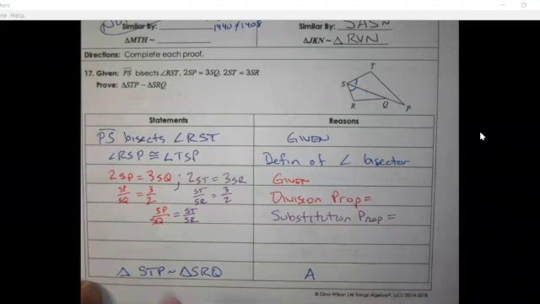And what that gives me is 2 pairs of sides, SP and SQ line up, and ST and SR line up. So that gives me a side and another side, which is all I need to prove the triangles are similar by side angle side similarity.